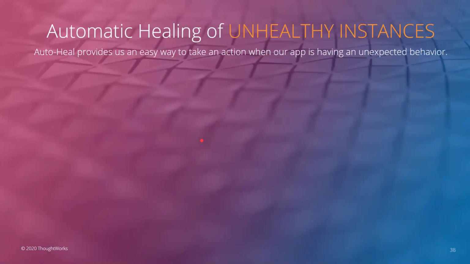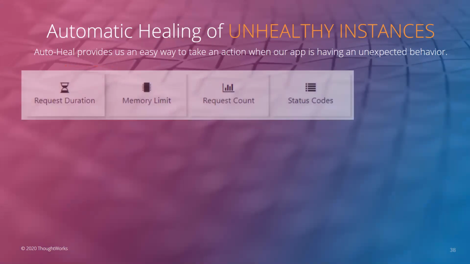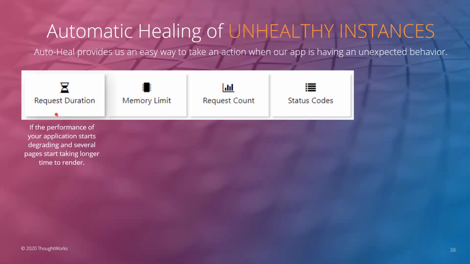So we'll quickly move ahead with the auto healing feature of the app service. Basically, what auto heal does is it provides us an easy way to take an action when our app service is having an unexpected behavior. Unexpected behavior could be anything in between these things. If my app service is having a high load, or request duration is high, or some of the pages of our app service or every request is degraded, we can configure certain rules on top of this to mitigate this situation.